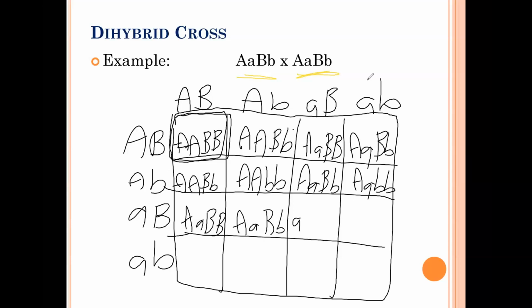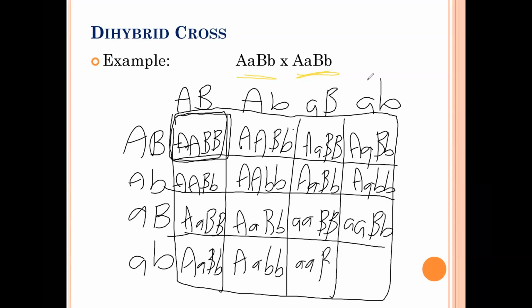All right, little a, big B, big B. Hopefully I'm not making any mistakes here. It's easy to make mistakes on these 16 box Punnett squares. Big B, little b, big A, big B, little b, and please excuse my handwriting. Little b, little a, big B, little b, and then finally, little a, little b, little b.